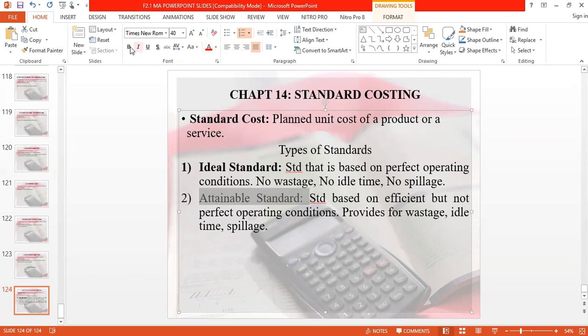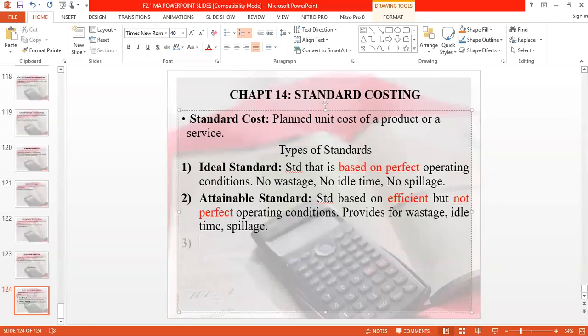A standard that is based on what? Efficient, but not perfect. And the ideal standard is based on what? Perfect operating conditions.